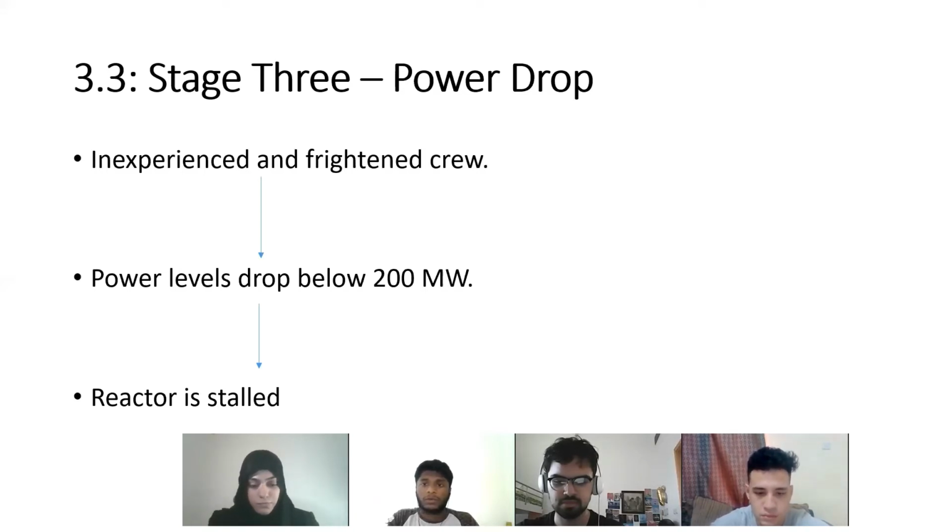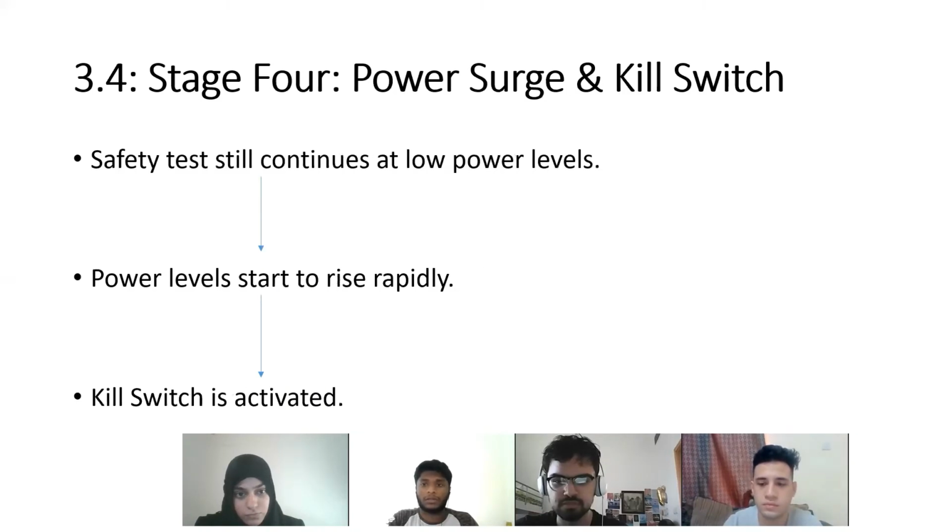Now, as he brings the power down to around 750 megawatts, the reactor is stalled, and there is a massive power drop. The power drops below 200 megawatts and eventually reaches around 30 to 50 megawatts. Now Anatoly Dyatlov rushes back inside the control room and shouts at all the technicians present there for stalling his reactor. Now stage 4.